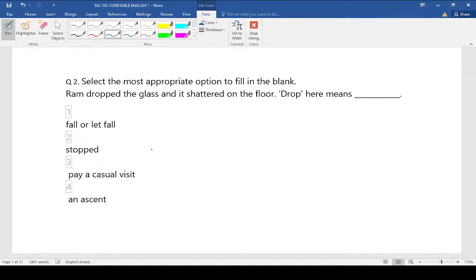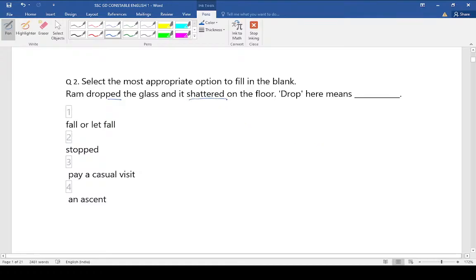Ram dropped the glass and it shattered on the floor. Here they are asking what drop means, so we have to take the most appropriate option. First of all, dropped. What is the meaning of dropped? Something fallen, intentionally or accidentally. Something fell down. And one more word here is shattered.